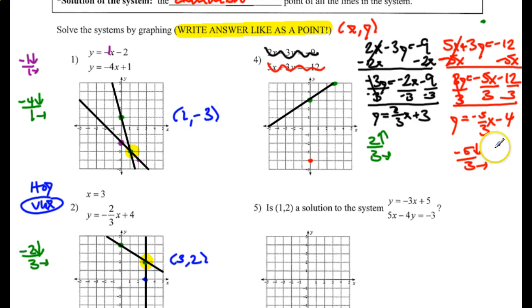So instead of negative 5, make it positive 5. Instead of positive 3, make it negative 3. So you see what that means? Instead of going down 5, we're going to go up 5. Instead of going right 3, we're going to go left 3. Now it's going to fit. So I start here and I go up 5 and left 3.